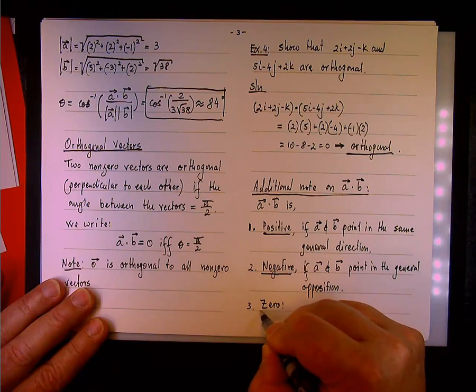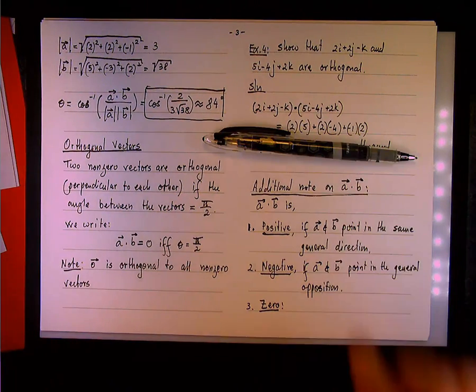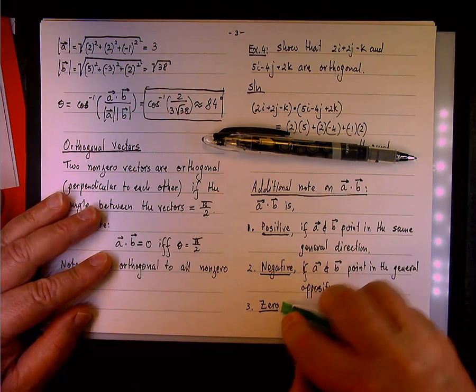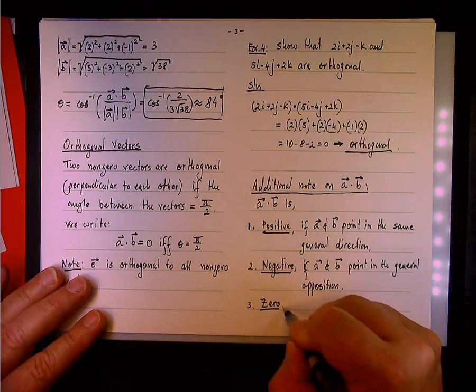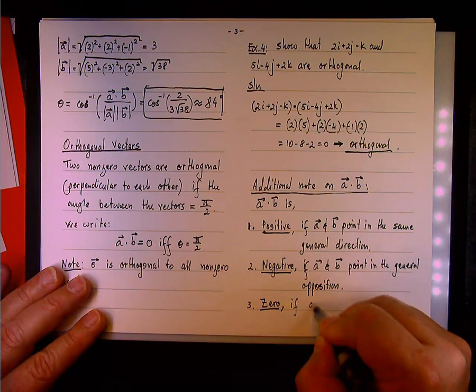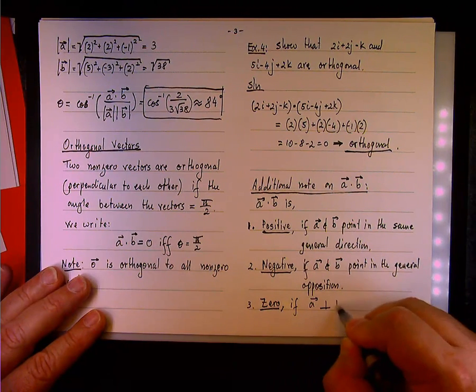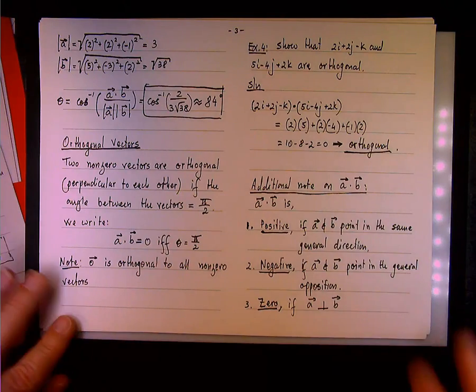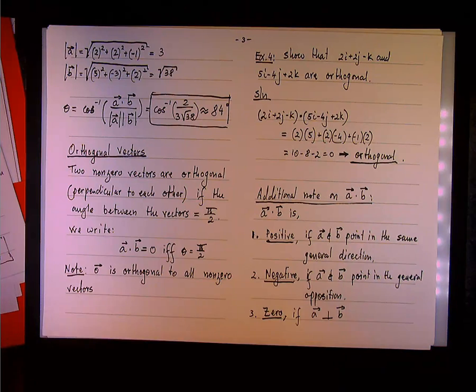And of course, 0 if they're orthogonal. And I can write it like so, if vector A perpendicular to vector B. Okay, so somebody asked me earlier a question about that, and I told you we're going to deal with it toward the end. And it's now.